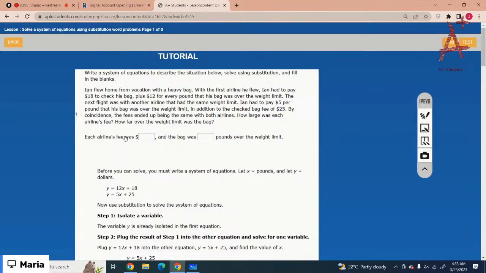So basically, these are the word problems. You have to write down the equations first, and then you have to solve using the substitution method. Got it? So let's just write down the equations.